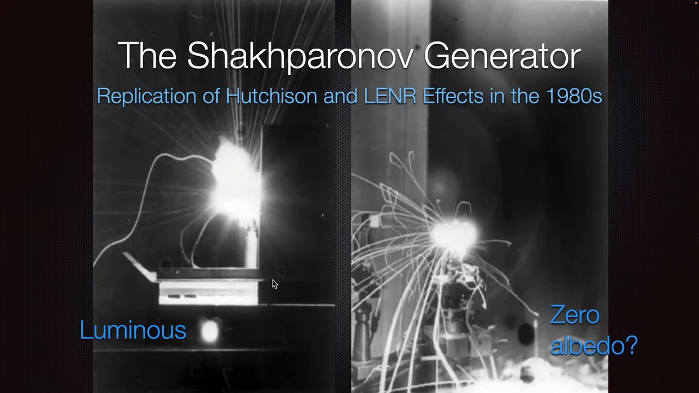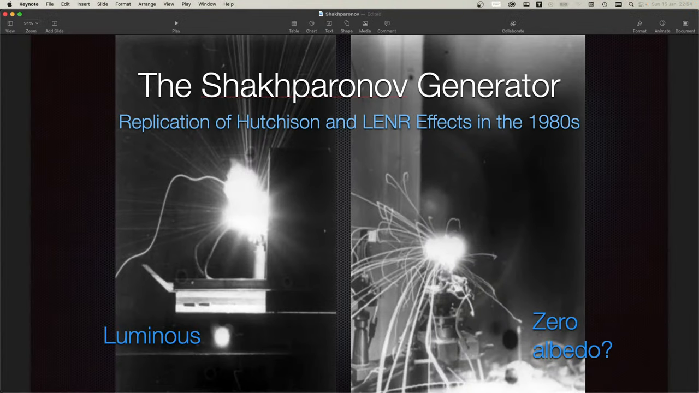So I'm going to show you this, I'm moving for a start. Okay. So this is the Shakhparonov generator, which we're going to be talking about a little bit today. As you can already see, this is a highly imperfect presentation. But as I was trying to say before, things got a bit sticky. The luminous blob on the left here is one type of object that they created. And the black blob here, with what I call zero albedo, is another type of object, and both of these are a form of exotic vacuum objects. They are ball lightning, and they are much more. So we're going to look into that now, and I'm going to correlate it with several other things.